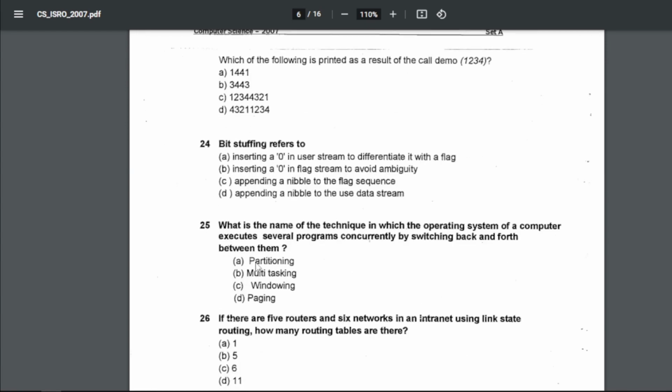Next question is, bit stuffing refers to what? So basically bit stuffing refers to inserting a zero in the user stream to differentiate it from a flag, right? So A will be the answer.